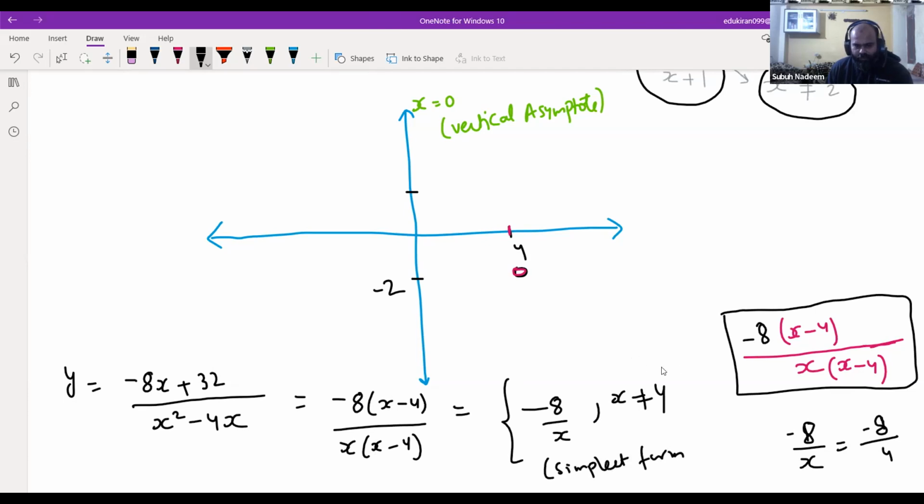So one thing you have to show, that if it approaches 4, because it cannot be 4, then if limit x approaches 4, this minus 8 by x, which is the simplest form, will become minus 8 by 4. That will be minus 2.